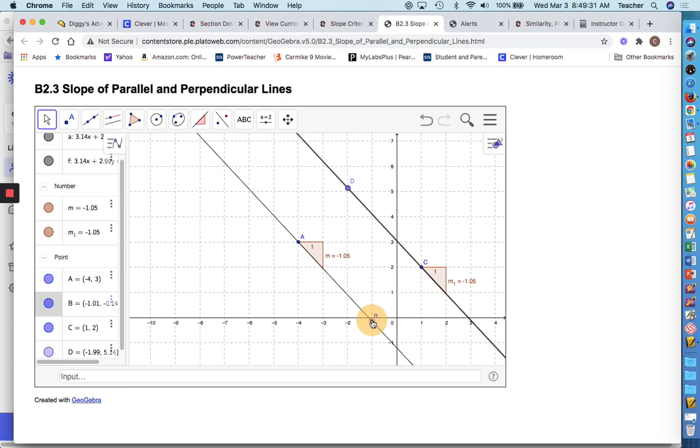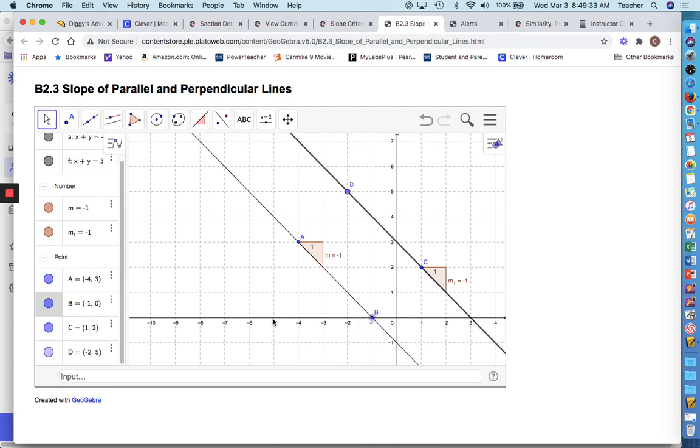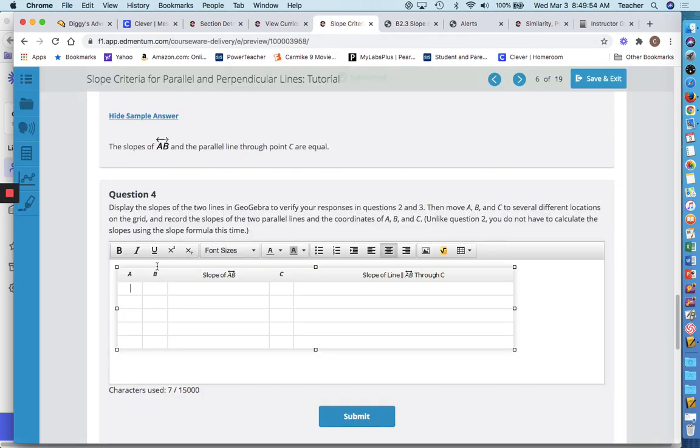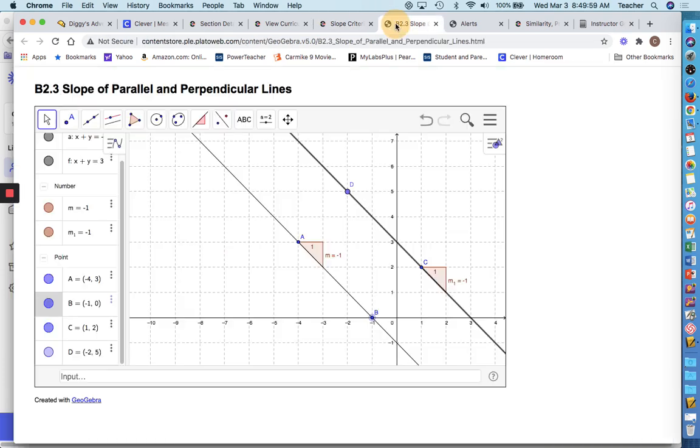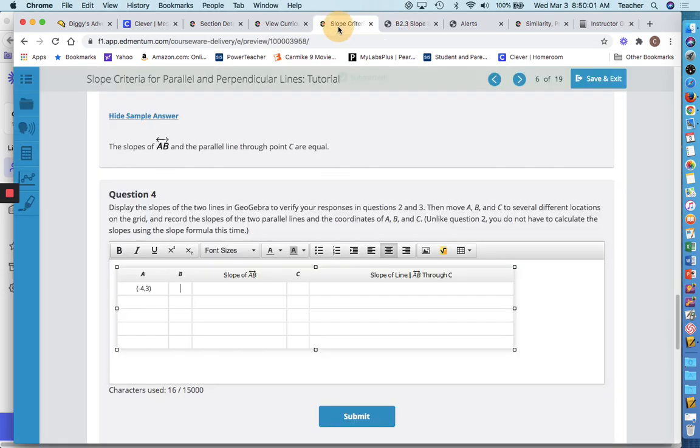And let me move this one up. All right, I guess I have to put that in. You're going to have different answers depending on where you put it, y'all. But you notice that when A and B both moved, this line over here stayed parallel to it. So both have slopes of negative 1 now. All right, so they want my coordinates. A is negative 4, 3. B is negative 1, 0. Slope was negative 1.